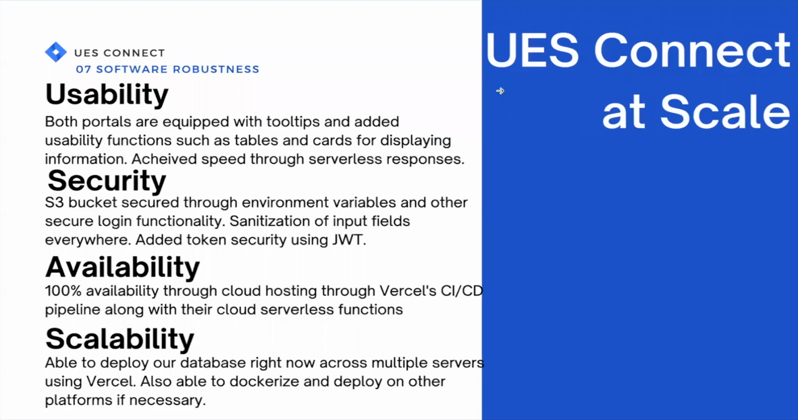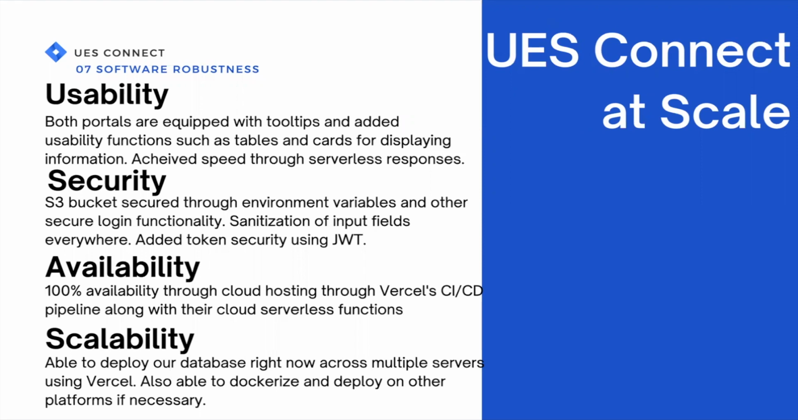So our team focused on a few key areas to ensure the application operates smoothly. First, UES Connect aims to provide a clean and simplistic interface by using industry standard front-end functionalities, such as styled tables and cards, to make information easy to read and understand. We also utilize serverless functions to improve responsiveness and reduce server load.